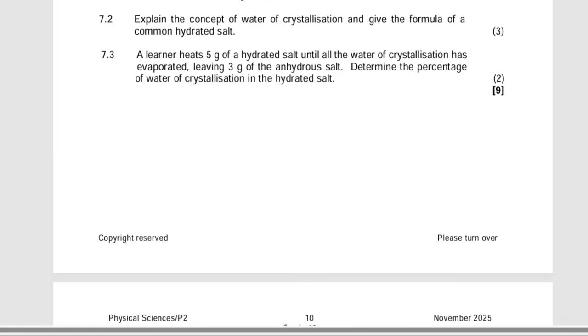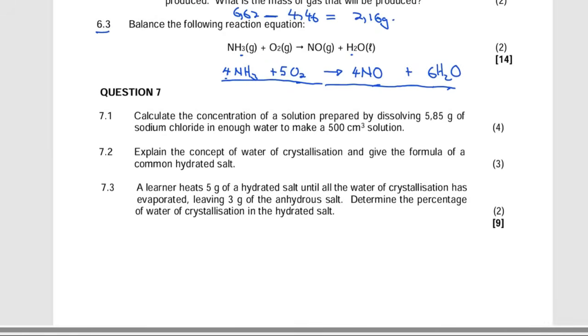Moving on to question number 7. Question number 7 says: calculate the concentration of a solution prepared by dissolving 5.85 grams of sodium chloride in enough water to make 500 cubic centimeters of the solution. So we're looking for concentration. Your concentration of sodium chloride, NaCl, is equivalent to the number of moles all over the volume.